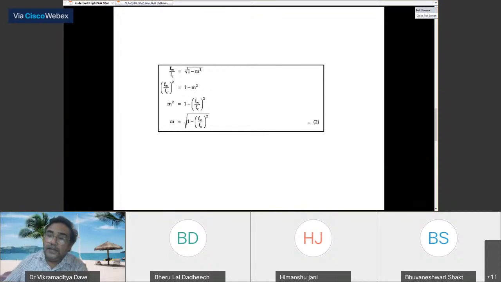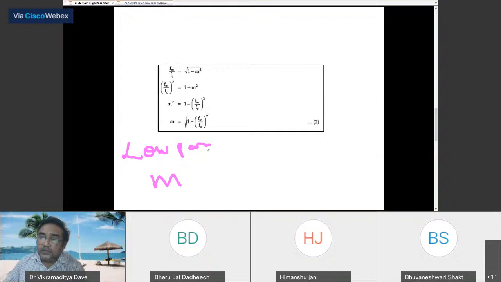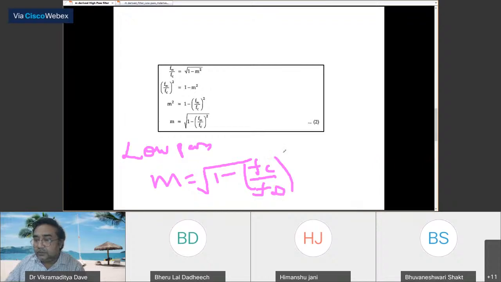इसको चेंज करेंगे तो m is equal to under root 1 minus (f infinite upon fc) whole square, ठीक है। अब देखिए ये कैसे डिफरेंट है, लग रहा वैसे ही जैसे लो पास फिल्टर के लिए आया था, लेकिन एक स्लाइट चेंज है। वो स्लाइट चेंज मैं यहाँ पे लिख लेता हूं। जो लो पास फिल्टर में m आया था, I am writing for low pass filter, m derived low pass filter, what was that m? m was nothing but under root 1 minus (fc upon f infinite) whole square.